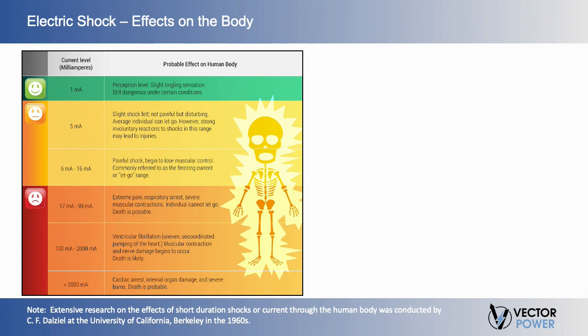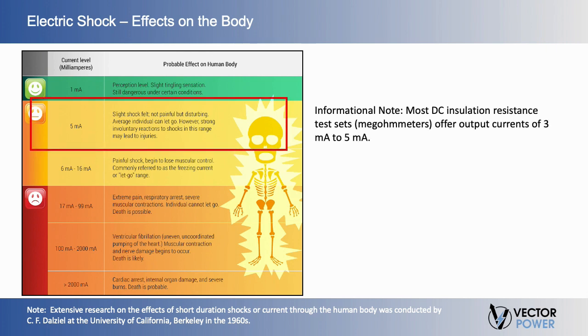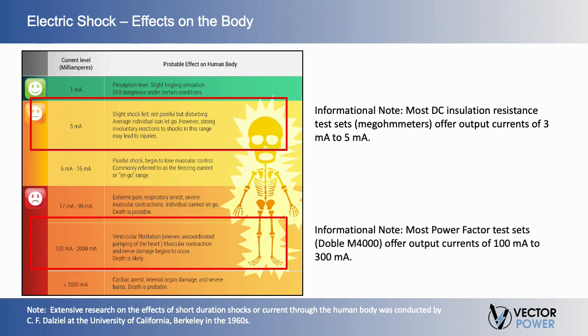Pause the video and take some time to review the table shown for different current levels and the possible effect on the human body. As an informational note, most DC insulation resistance test sets, megohmmeters, offer output currents of 3 to 5 milliamps. Also, a power factor test set, such as a Doble M4000 or an AC high potential test set, can put out between 100 milliamps to 300 milliamps of current.